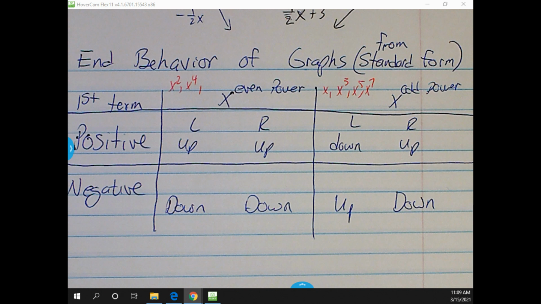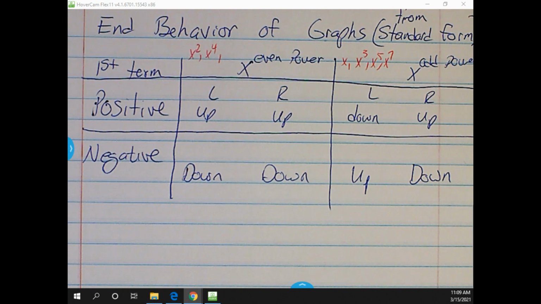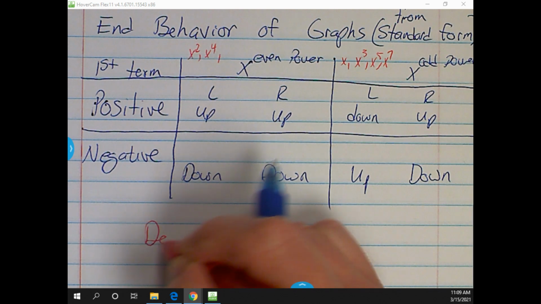All right, so here's what we're going to do. Let me just give you some examples. There is really no trick questions on this one because there's not really much they can do for this thing. So they're going to ask you just to determine the end behavior.